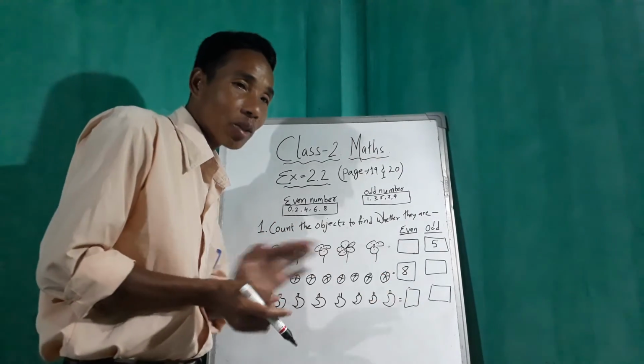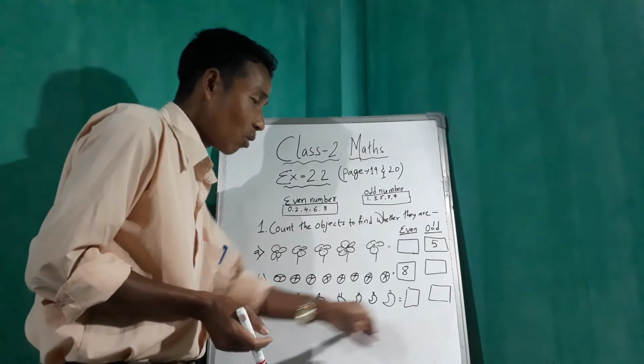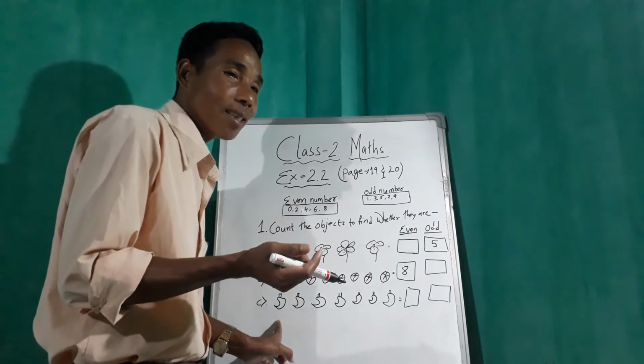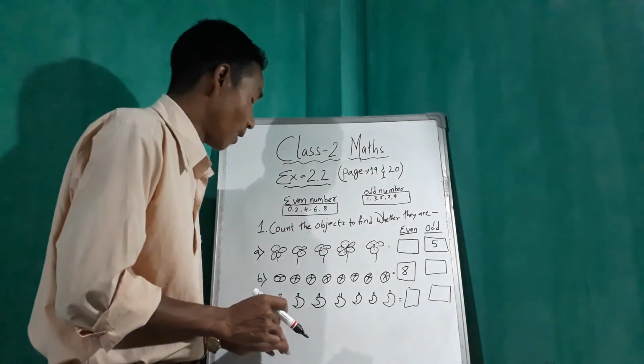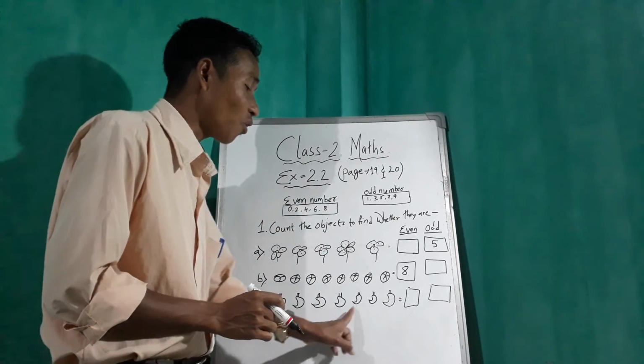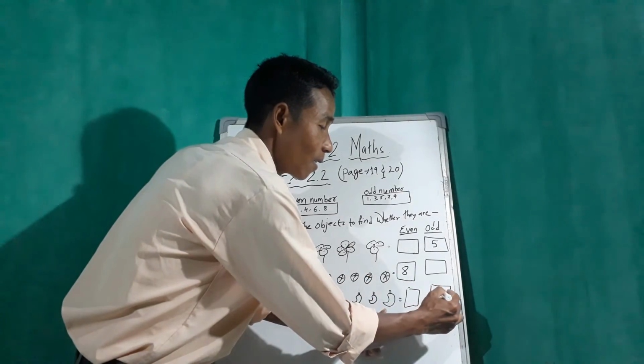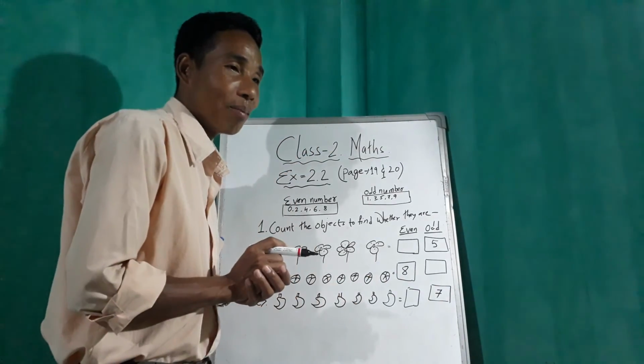Can you do number C by yourself? Everyone, count. Finished? Okay, please check your answer here. 1, 2, 3, 4, 5, 6, 7. So, 7 is an odd number.